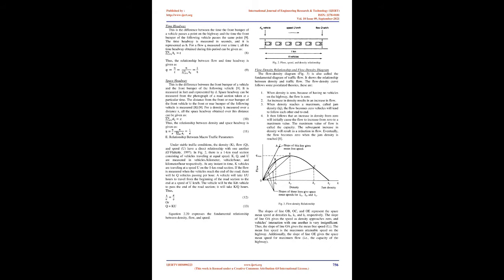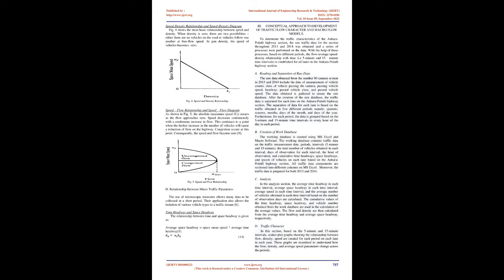E. Modeling. For the Ankara-Polatli highway section, the detailed explanation of the relationship between the change in flow, average speed, and density with time for each lane in each year is examined here. The flow and density values, for the 5-minute and 15-minute time intervals in every hour of the day, are respectively calculated from the average time headway and average space headway. The flow is calculated as the inverse of the time headway while the density is calculated as the inverse of the space headway. Moreover, flow, average speed, and density are expressed in vehicle/hour, km/hour, and vehicle/km, respectively.